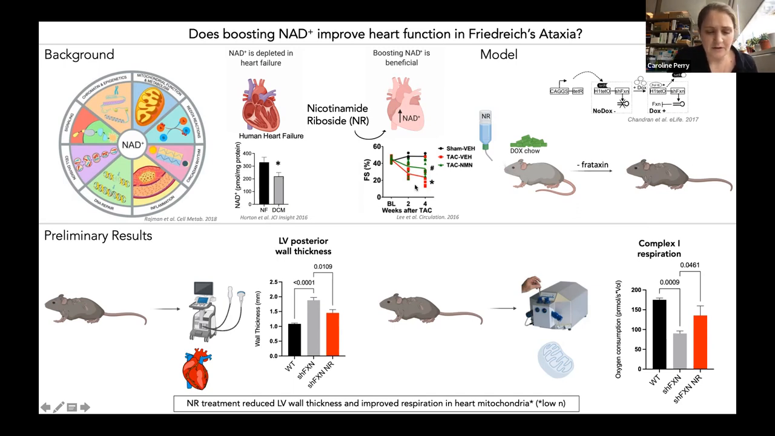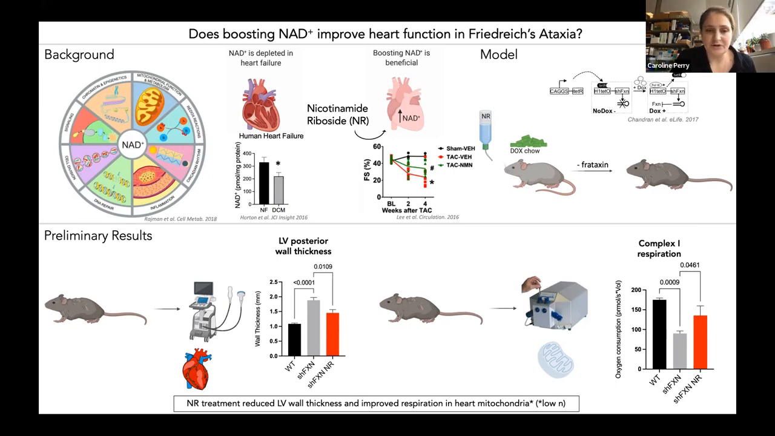Moreover, in a mouse model of pressure overload-induced heart failure, administration of biosynthetic precursors of NAD significantly improved heart function. This is a graph of fractional shortening, which is essentially a measurement of how well the heart is contracting. You can see that the NAD-treated mice in the green here experienced a smaller loss of fractional shortening compared to the untreated mice in the red, indicating that NAD boosters can be cardioprotective in heart failure. Similar improvements using NAD precursors have now been demonstrated across several different models of heart failure.